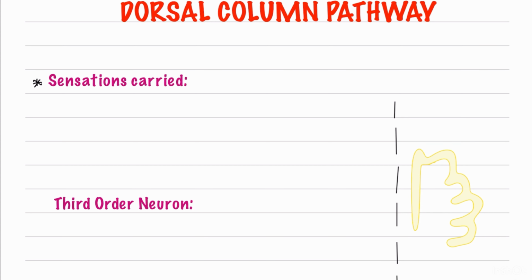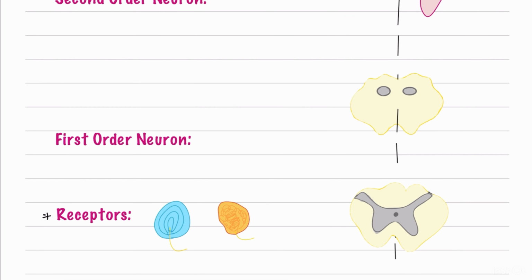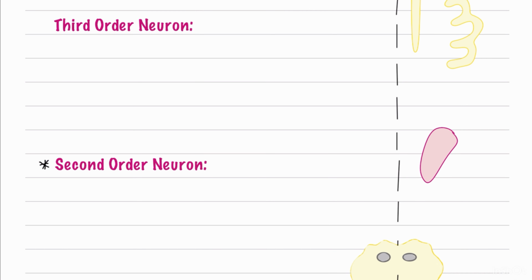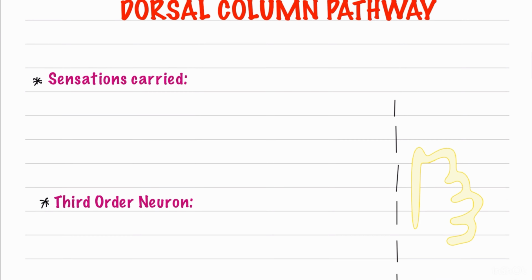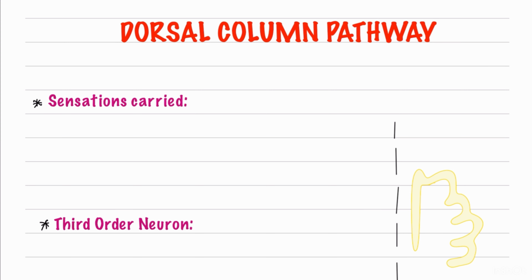For every sensory pathway, we'll start the discussion with the sensations carried. Then we discuss the receptors, then the first order neuron, the second order neuron, and finally the third order neuron. So let's begin with the discussion on the dorsal column pathway.